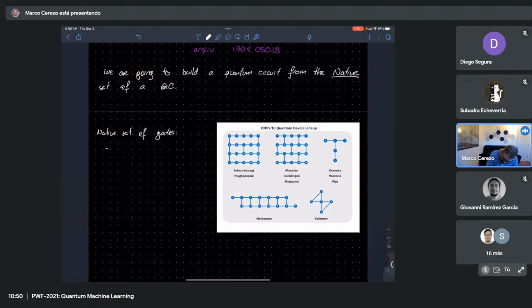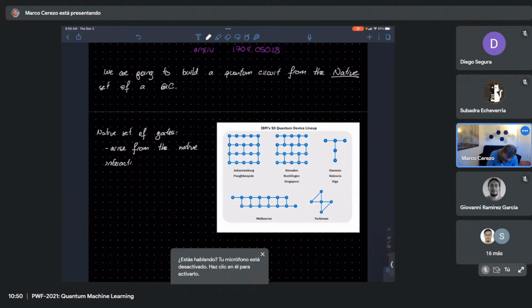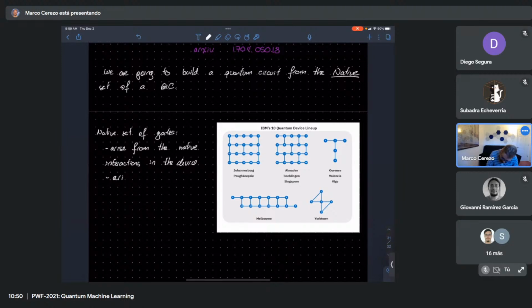We talk about those that arise from the native interactions in the device, and also those that arise from the native connectivity of the device. And this is going to be important because this tells us that we can only implement, for instance, in superconducting qubit connectivity, there is an extra constraint.